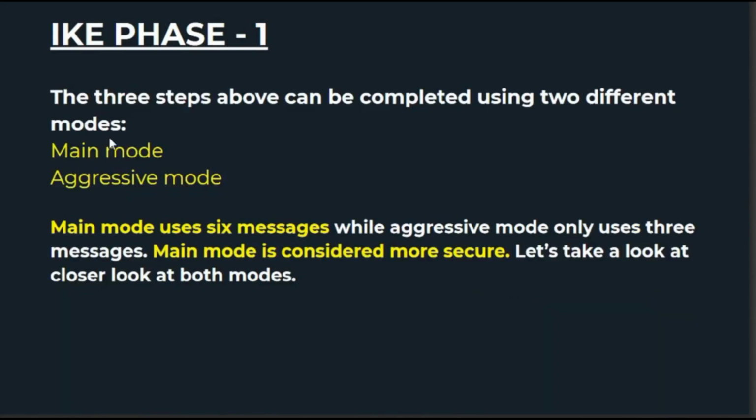The 3 steps above can be completed using two different methods: main mode and aggressive mode. Main mode uses 6 messages, while aggressive mode uses only 3 messages. Main mode is considered more secure. Let's take a closer look at both.